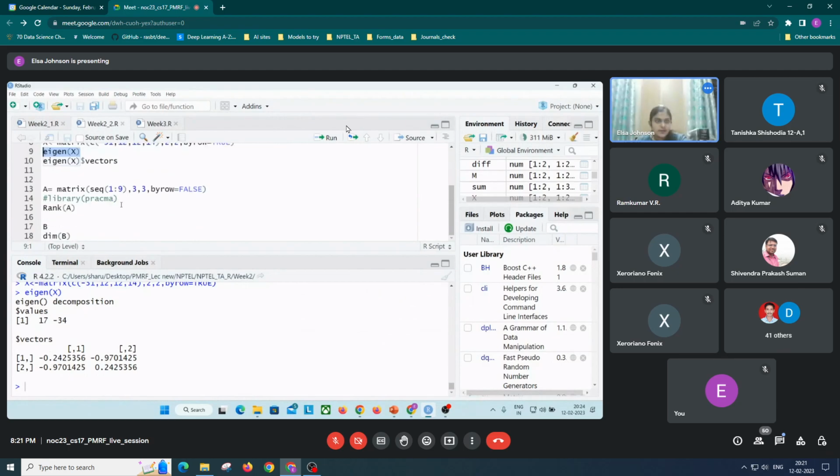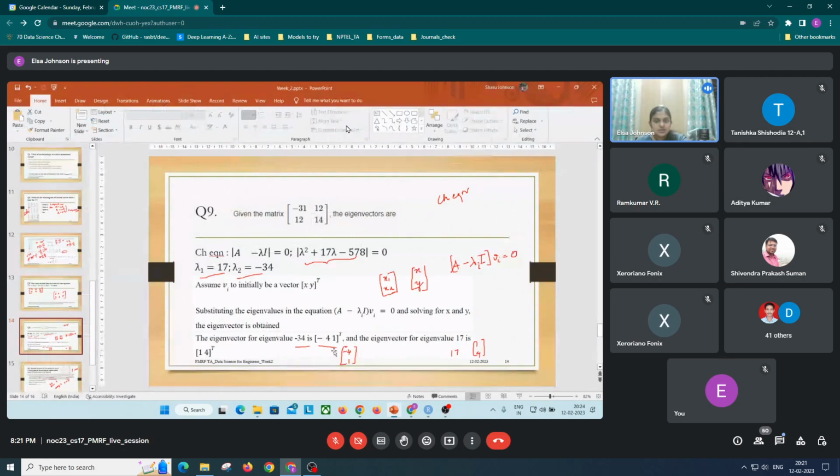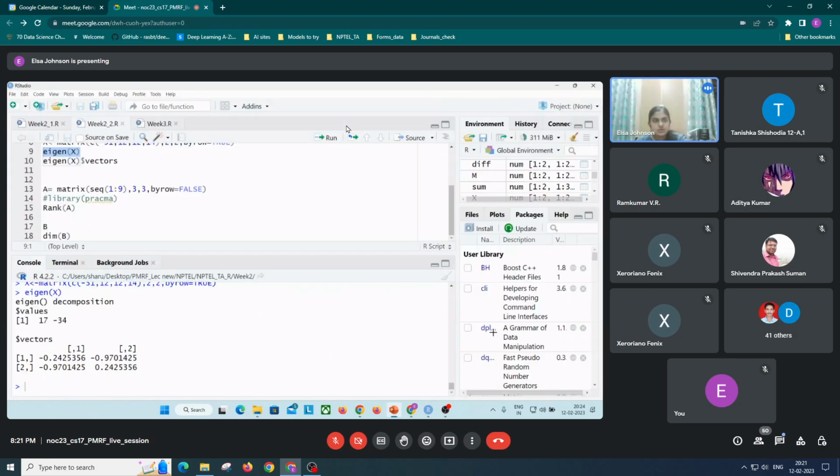Since you solved this, for example you get one constant into minus 4 1. If you just solve, you can find that. Whenever that constant changes, you will have different values. So if you are using R to calculate this, the answer comes in this way.